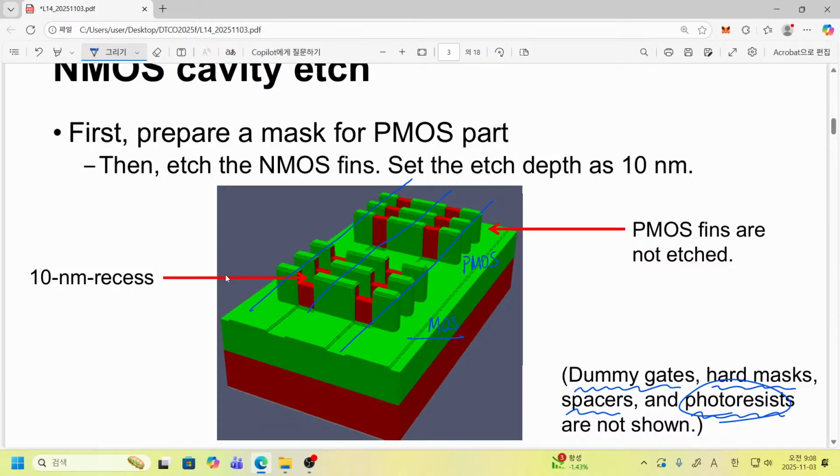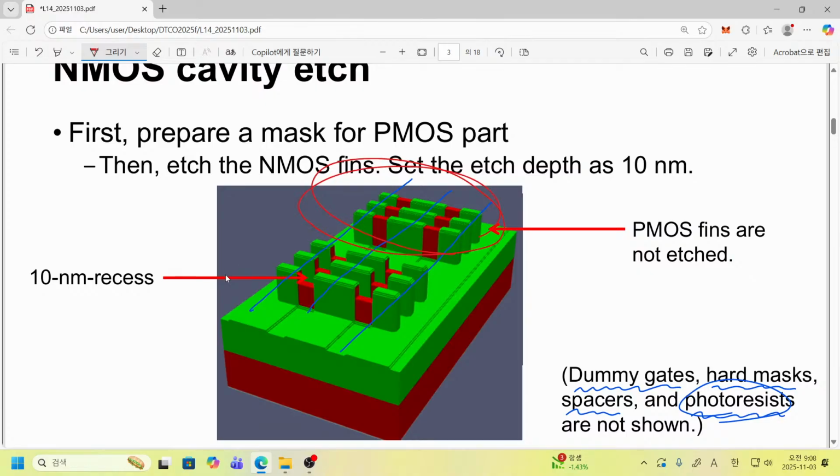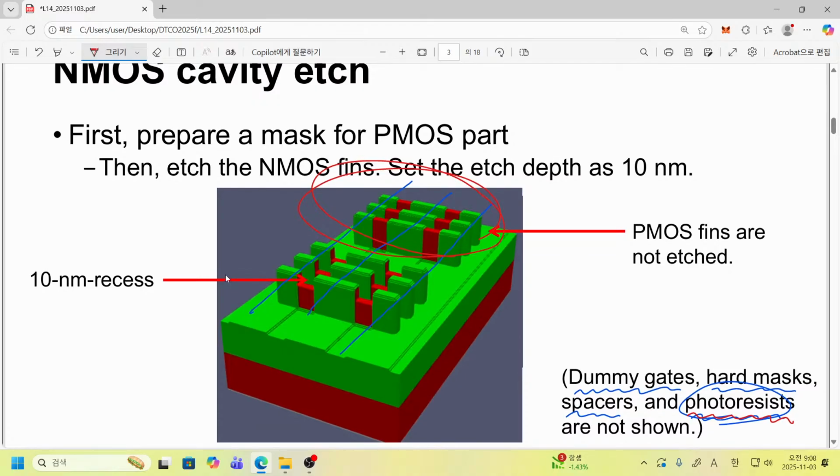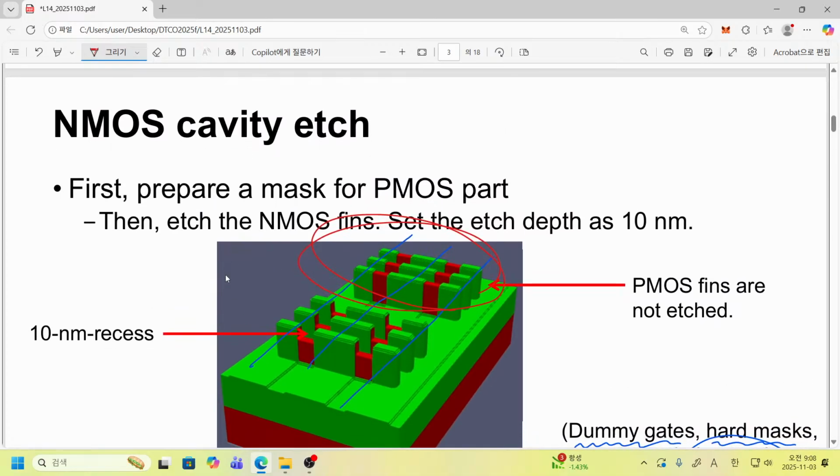In this case, we wanted to grow something separately, so we must prevent this region, the P MOSFET region, from epitaxial growth. That's the reason why we introduce photoresist in this case. It is not shown here, so you can do it by yourself. And after that, now we can do, first of all, cavity etching.